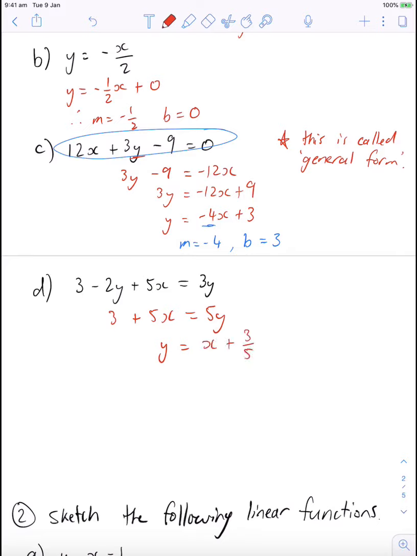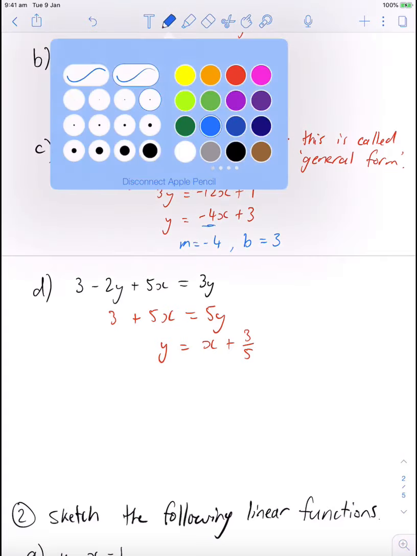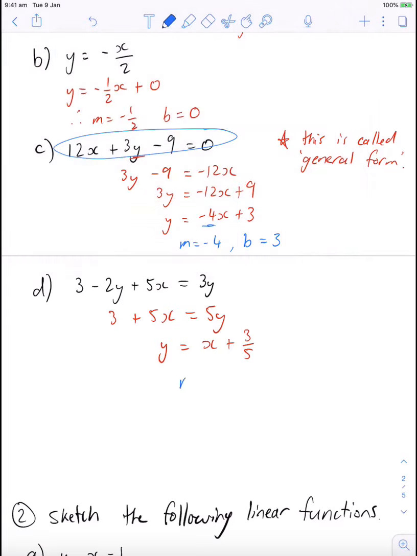And so, what is my gradient? Well, my gradient is the number in front of x here. So m equals 1. Doesn't equal 0, there's 1x there. And also, b equals 3 over 5. Don't get scared if anything's a fraction, it still works.